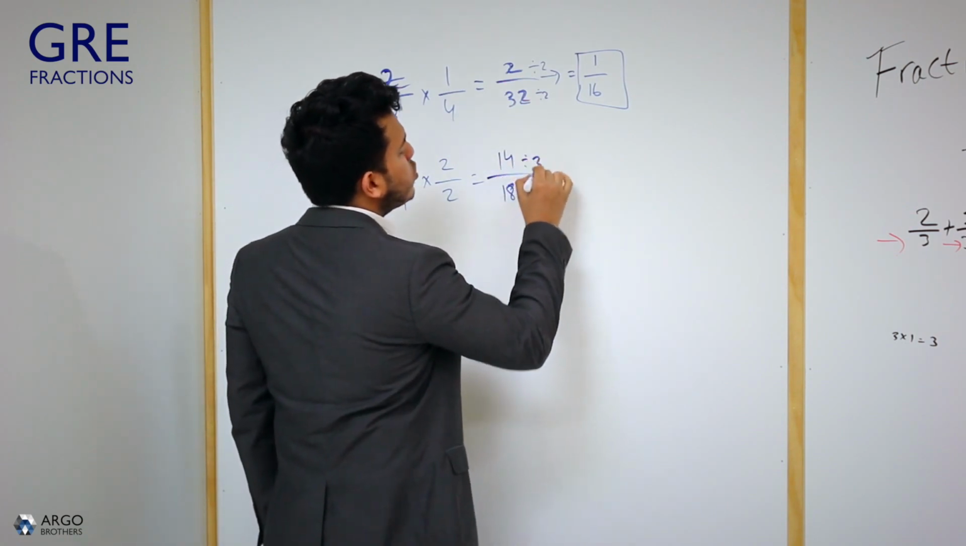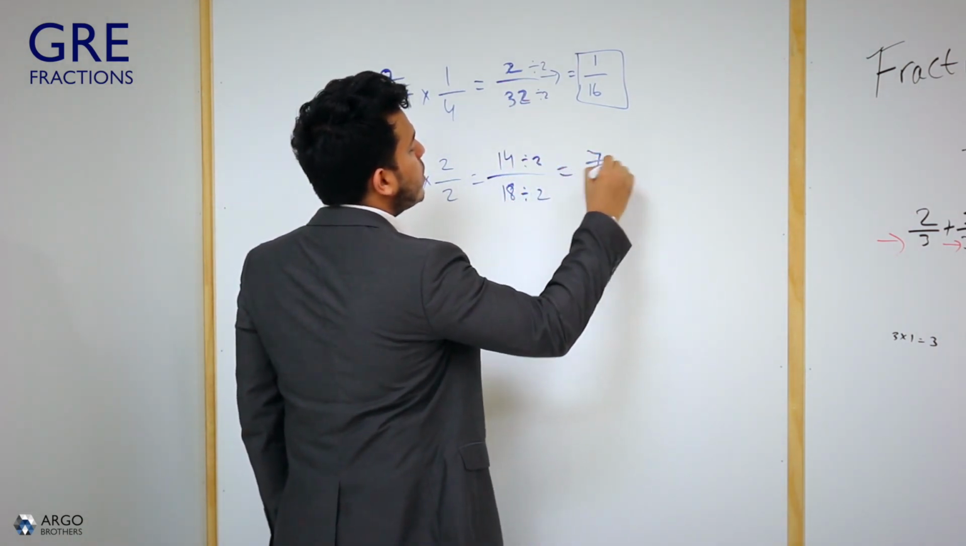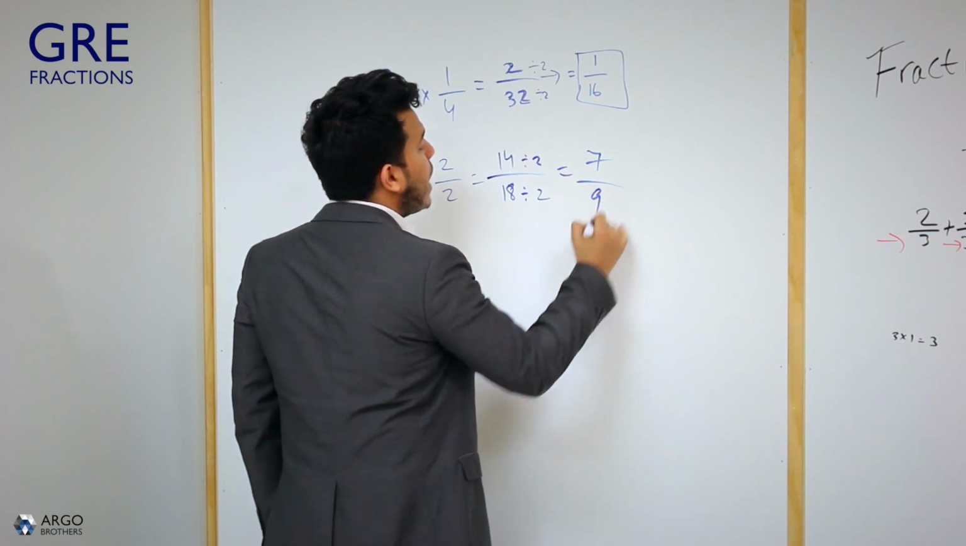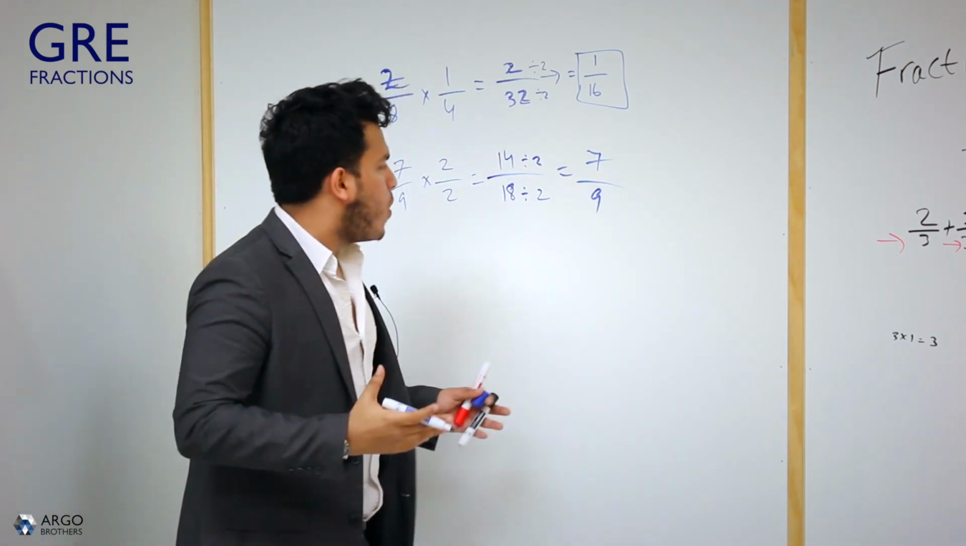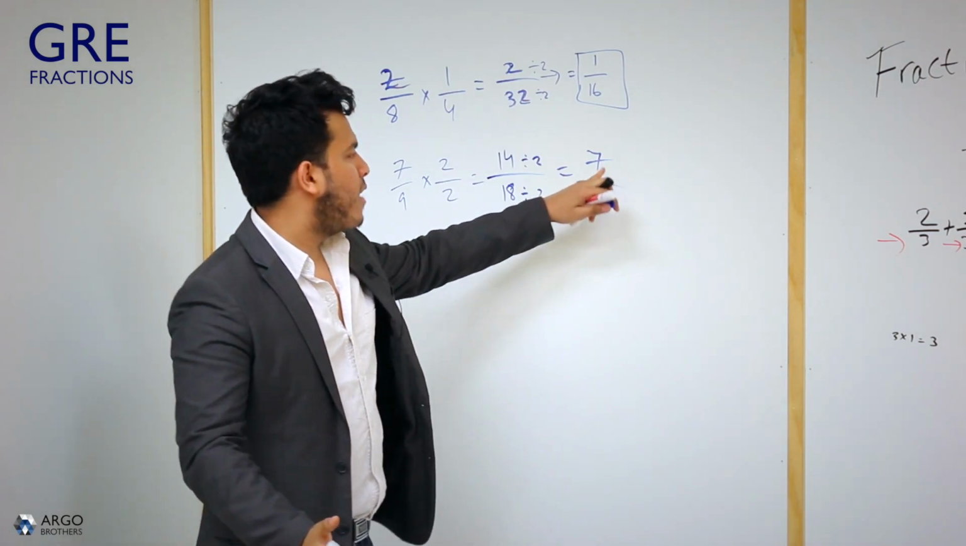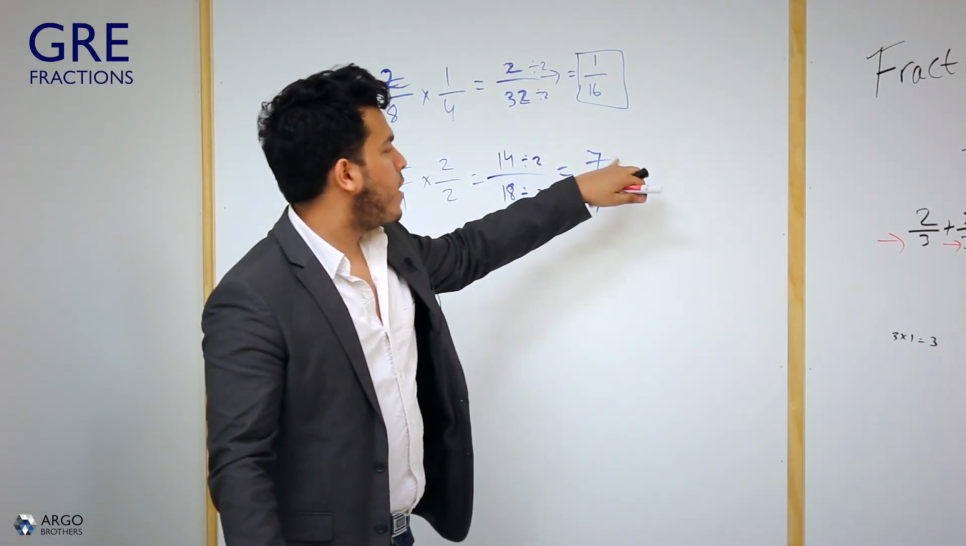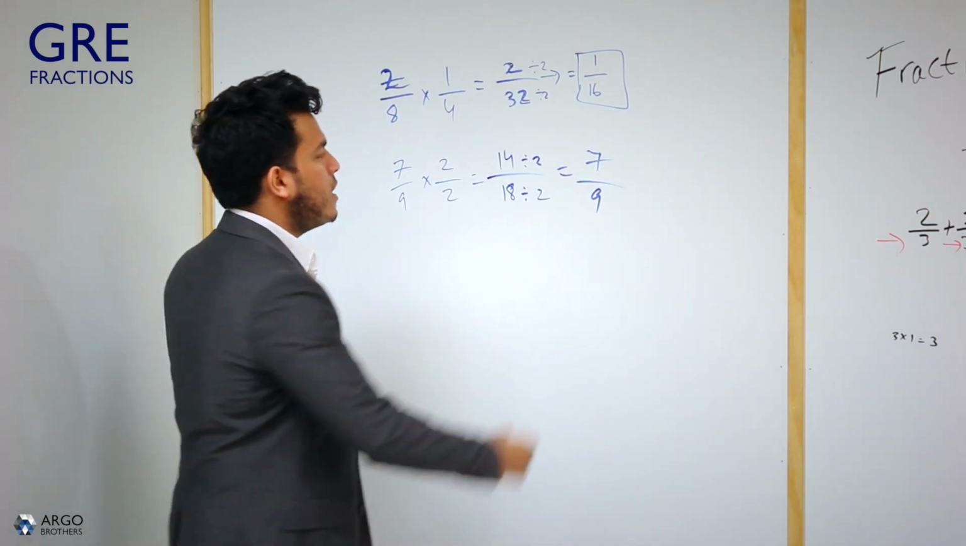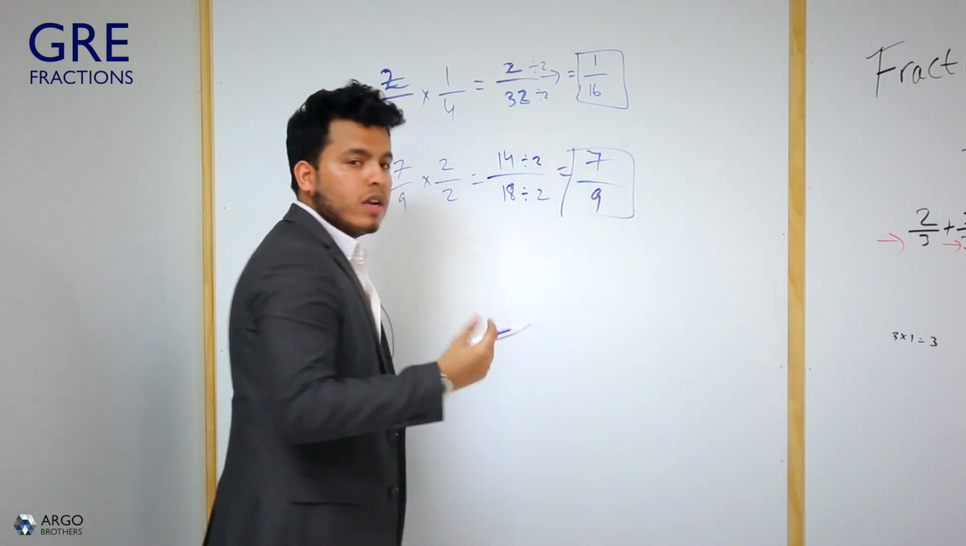So, 14 divided by 2 is 7. 18 divided by 2 is 9, and I know that there's no other way I can simplify this because 7 is actually a prime number. Therefore, I can't really reduce it unless I'm dividing both terms by 7, and in this case I'm not, so the answer is 7 over 9.